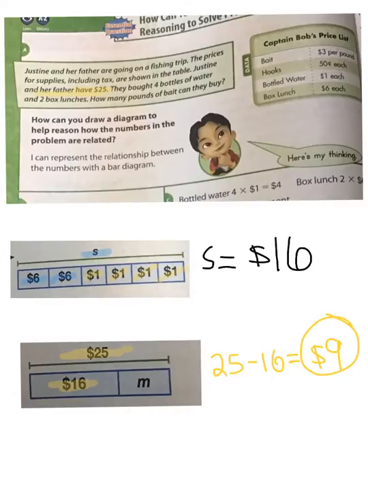Finally, we will take the $9 that we have left to spend and divide it by the $3 that it is per pound for bait. So we end up with a total of 3 pounds of bait.